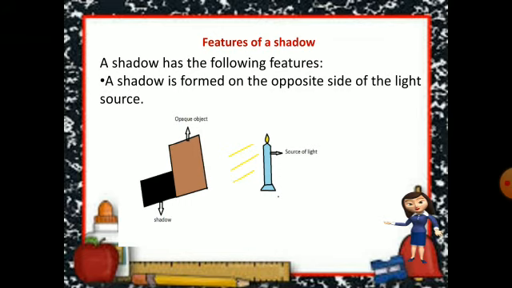Features of a shadow. A shadow has the following features. A shadow is formed on the opposite side of the light source. For example, if you are facing the light, your shadow will be formed behind your back. If your back is towards the light, your shadow will be formed in front of you.